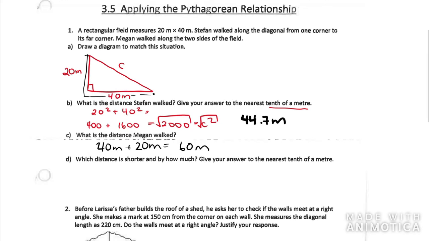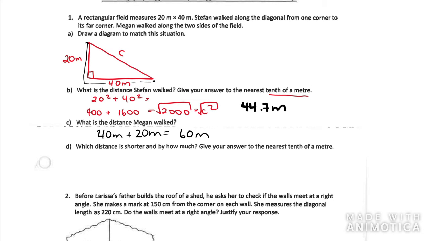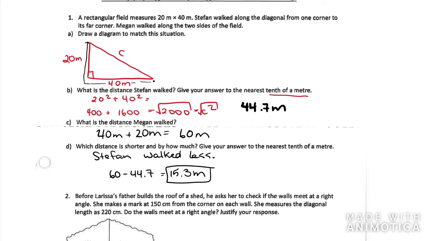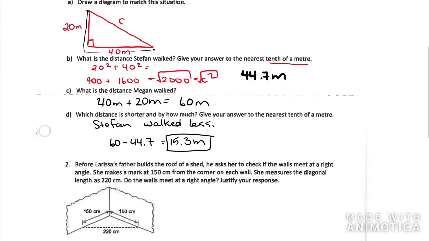Which distance is shorter and by how much? Well, if Megan walked 60 and Stefan only walked 44.7, clearly he walked less. But by how much? So 60 minus 44.7 gives me 15.3 meters less. Well, that proves that the shortest distance is a straight line.